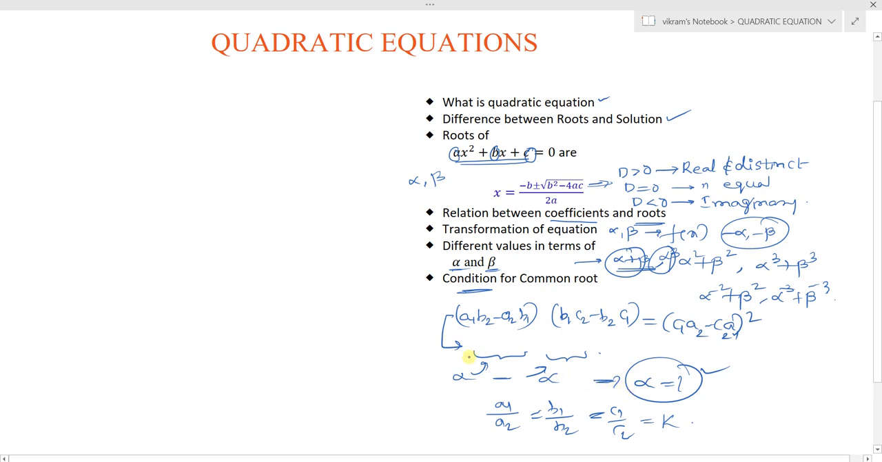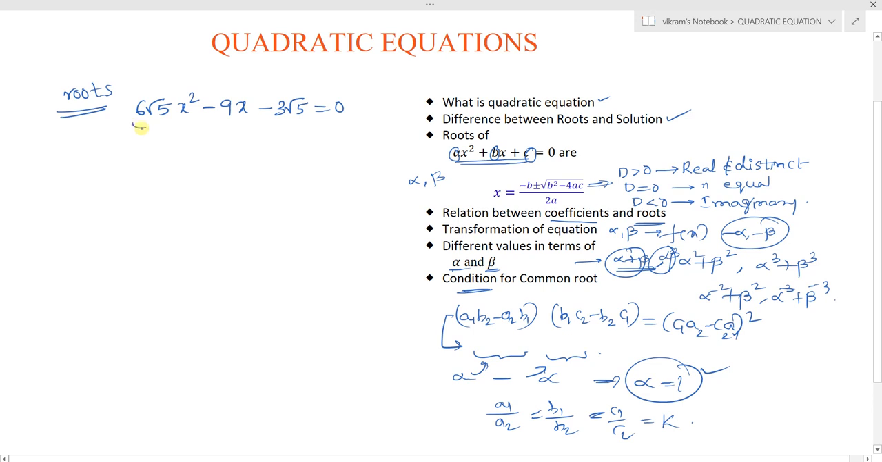So these are the concepts we covered for quadratic equations, and these are all the basics. Now in this lecture we will try to solve a few problems on the basics of quadratic equations. Let one question be given: find the roots of the quadratic equation 6 root 5 x square minus 9x minus 3 root 5 equals 0.